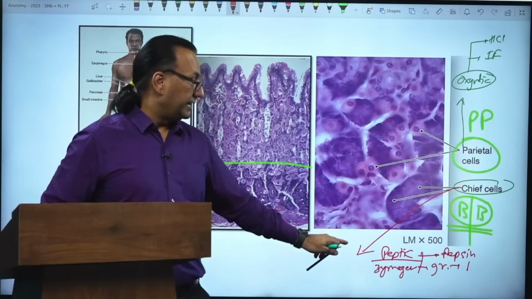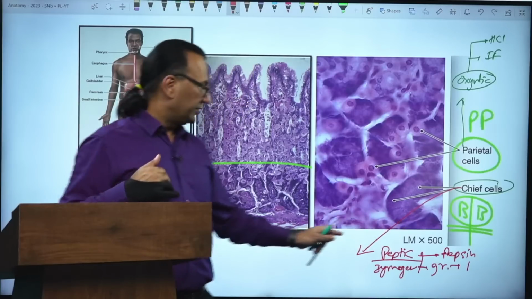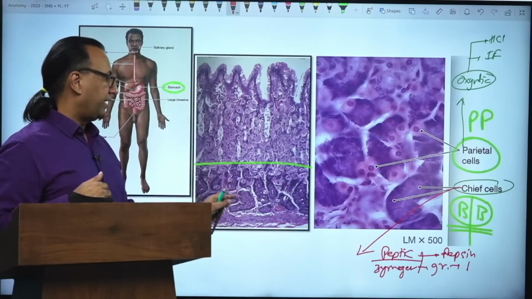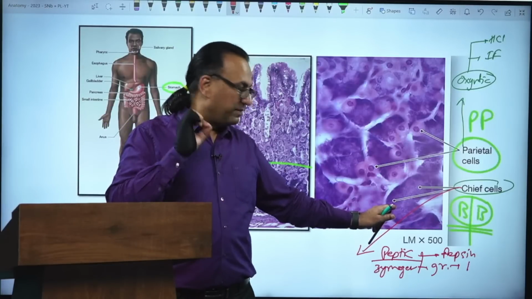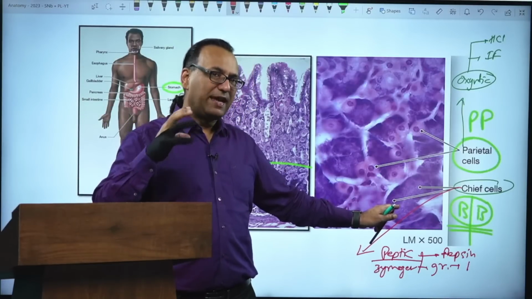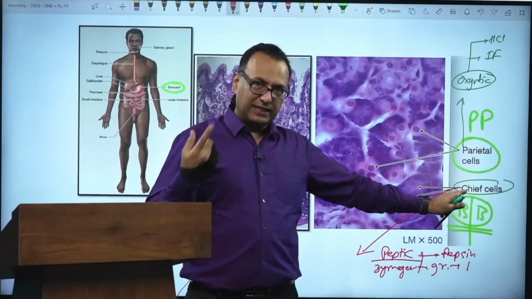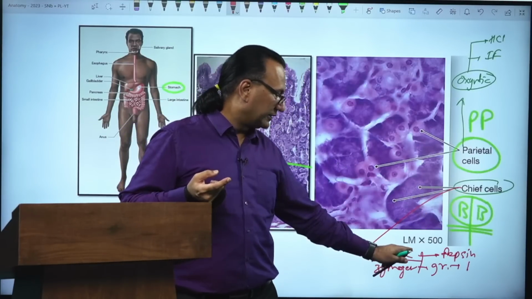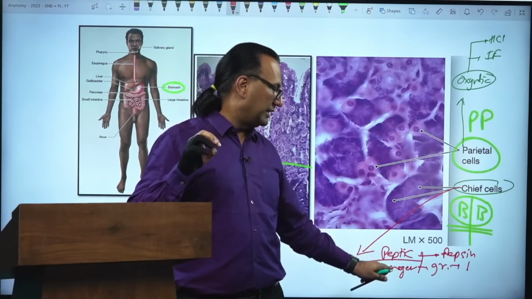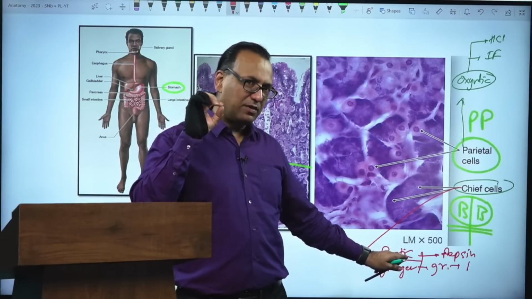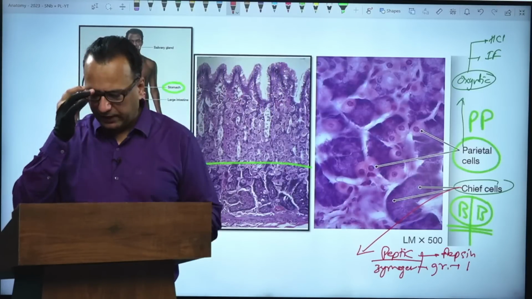So as you see, this blue cell, basophilic cell towards the base, is basophilic because it takes more of hematoxylin and appears blue. It is called as chief cell, also called as peptic cell, also called zymogen cell. It has zymogen granules, which are basically the pepsin enzyme, which is inactive enzyme. So some of the details which we needed here.